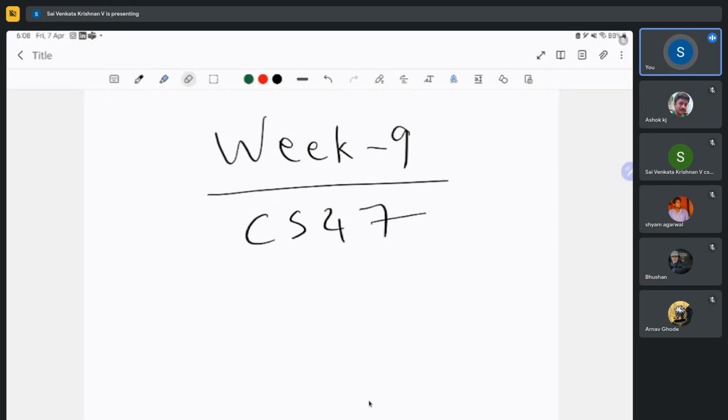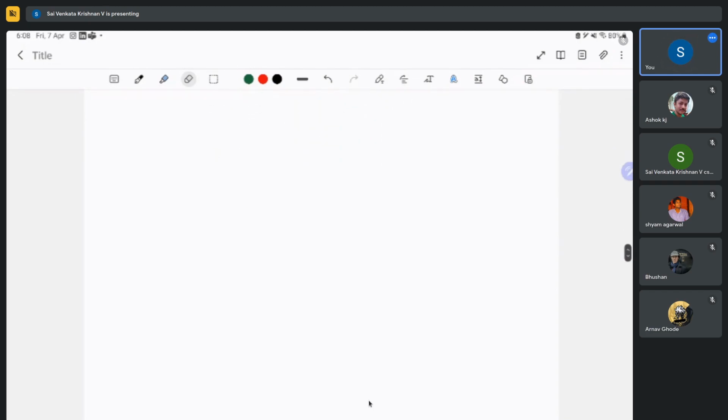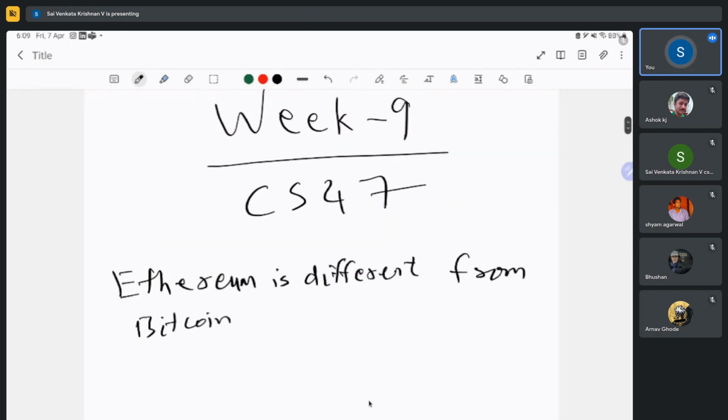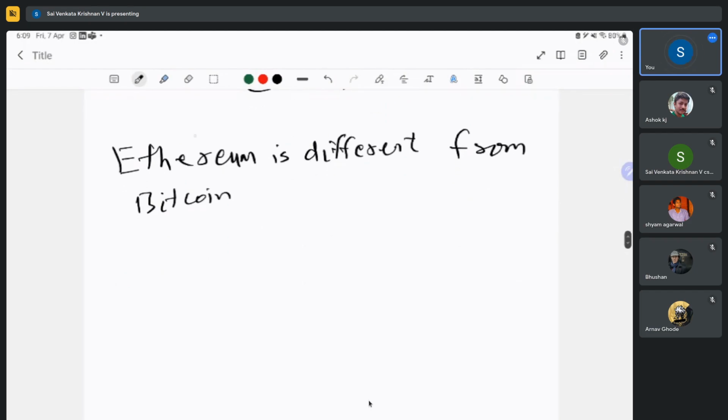So in this session I'll be looking at mainly how Ethereum is different from Bitcoin, the consensus protocol and all those things. And so we'll be looking at this topic.